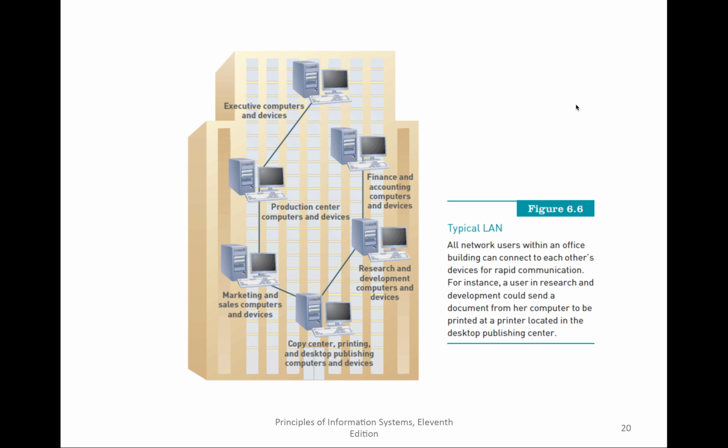So, this figure explains typical LAN network. All network users within an office building can connect to each other's devices for rapid communication. For instance, a user in research and development could send a document from her computer to be printed at a printer located in the desktop publishing center.